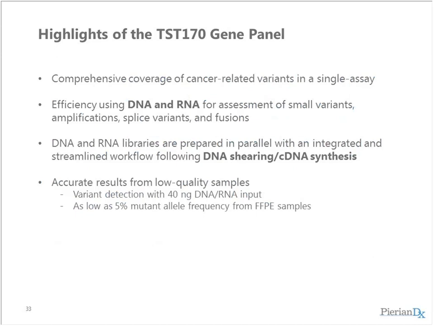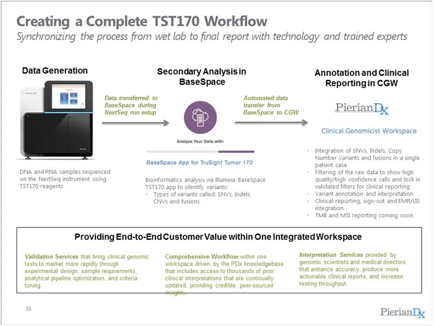It also has DNA and RNA aspects, which is really optimal for identifying fusion and splice variants. And there's a unified workflow that works fairly well. The other thing that's quite good about this panel is that it works with fairly low input, as low as 40 nanograms of DNA and RNA, and that it can detect as low as a 5%, so the analytical sensitivity is down to 5% mutant allele frequency, which we think is quite good.